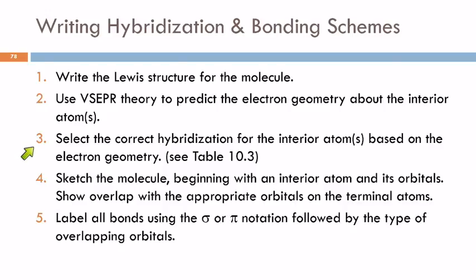So you pick the hybridization, then you sketch the model. You sketch the molecule. Start with the interior atom and its orbitals, and then overlap them with the terminal atoms, and then label the bonds. So we're labeling them as sigma or pi, end to end or side to side, followed by the type of the orbitals that are overlapping. I think we've got an example coming up.